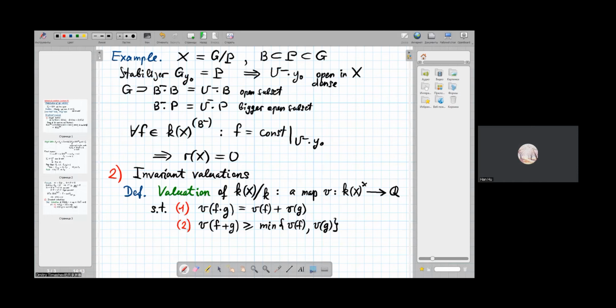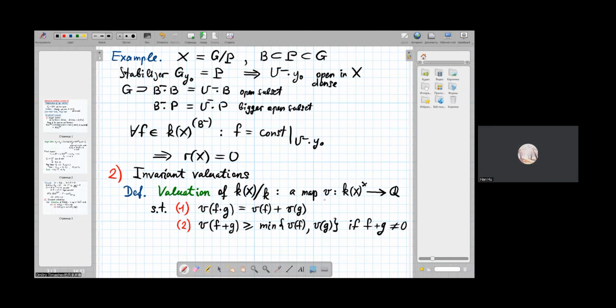There are only two conditions so far. There will be four conditions. But let me comment on the second condition. It may happen that f plus g equals 0. Then the left-hand side is formally undefined because you define this map v only on non-zero functions. But formally you have to write here that this inequality holds if f plus g is non-zero.